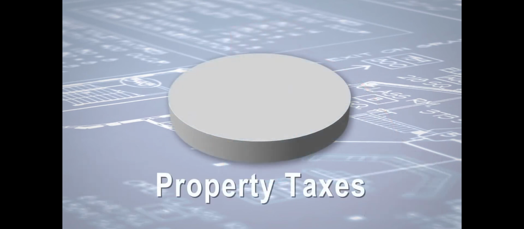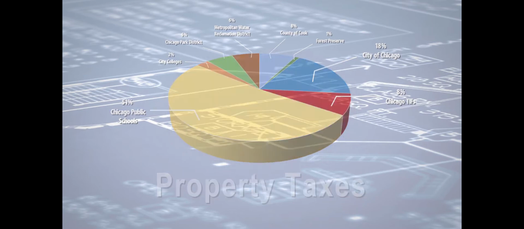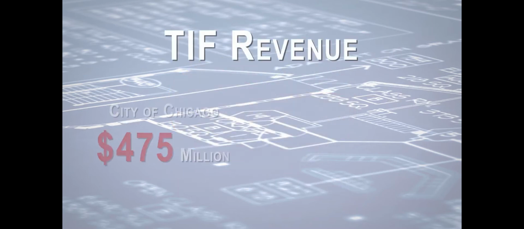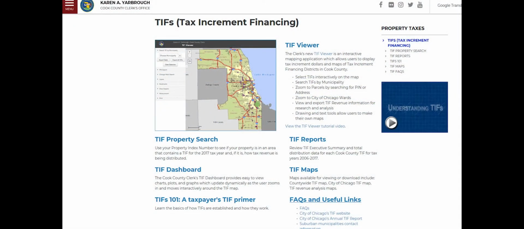If all of the TIFs in the city of Chicago were treated as a single taxing agency, TIFs would represent the third largest taxing agency in the city of Chicago, behind only Chicago Public Schools and the city itself. In recent years, TIF revenue has averaged $475 million a year in the city of Chicago and about $300 million in the suburbs. Detailed information about TIF revenue is available on the TIF reports page of cookcountyclerk.com.